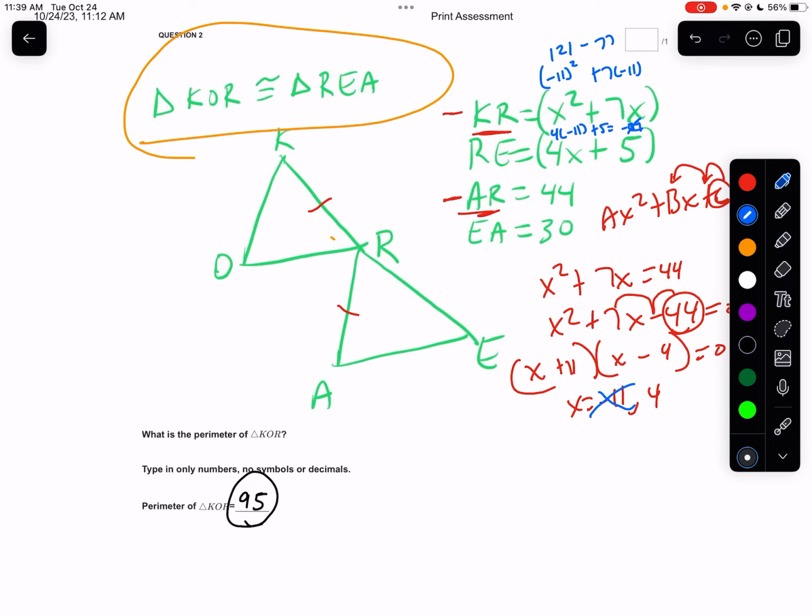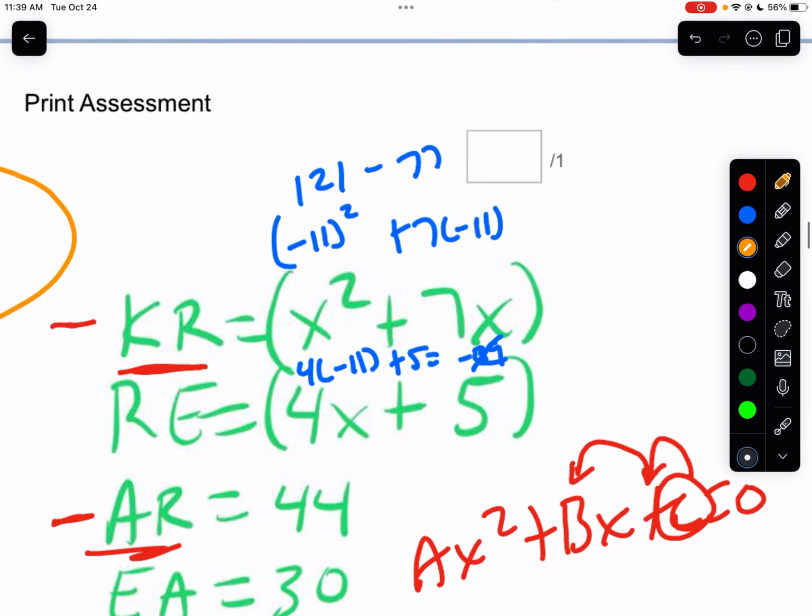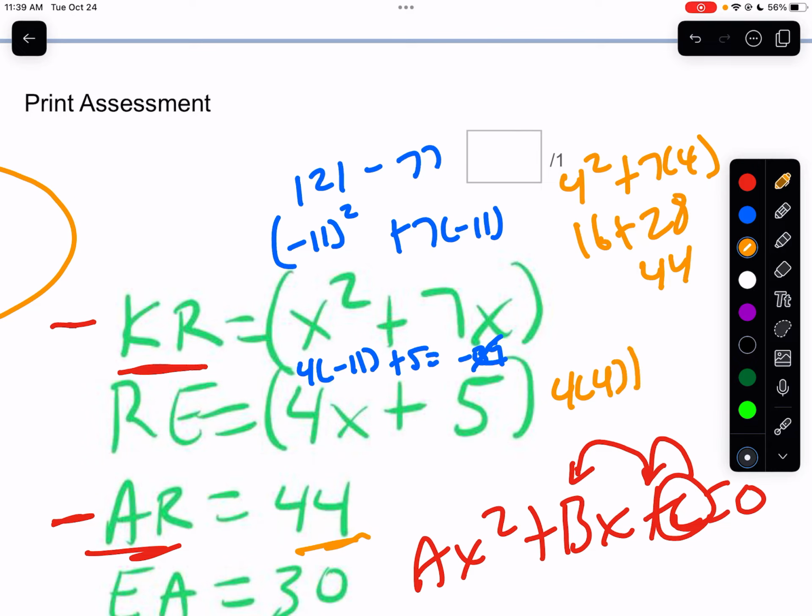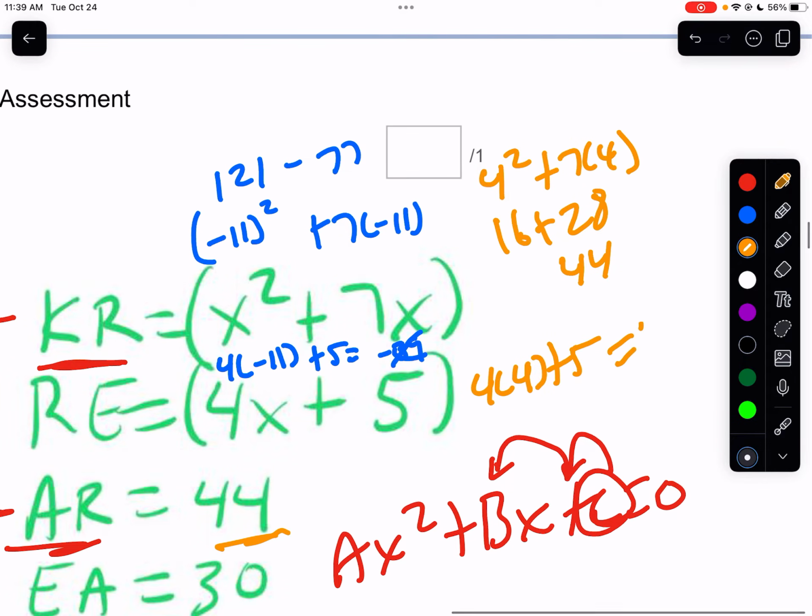So then we plug in 4. Does 4 work everywhere? Let's try the first one. That would be 4 squared plus 7 times 4. That'd be 16 plus 28. That would be 28, 38, 44. That's an okay number. And then it's supposed to be 44, so we're in good shape there. The other situation, 4 times 4 plus 5, that is 16 plus 5, that's 21. That one checks out.